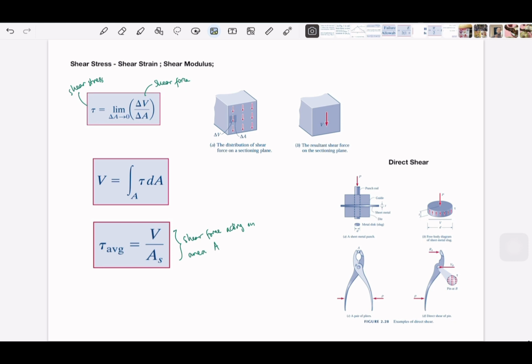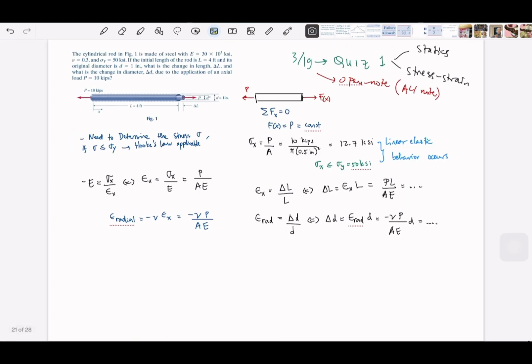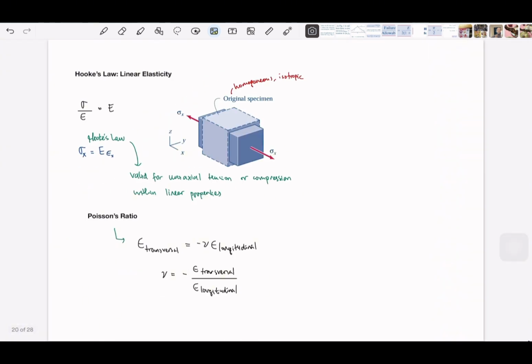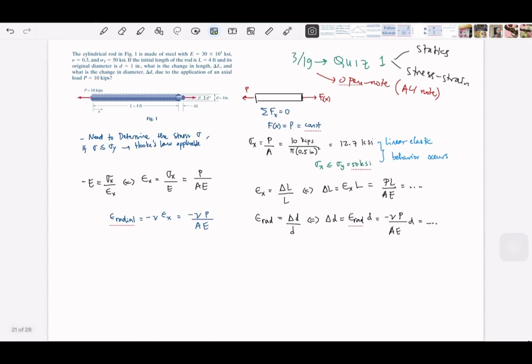So last week we discussed shear stress from Hooke's law, the Poisson ratio, and then some examples on the Poisson ratio, finding the strain.